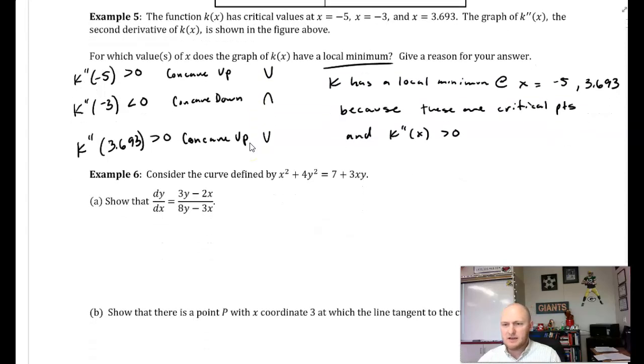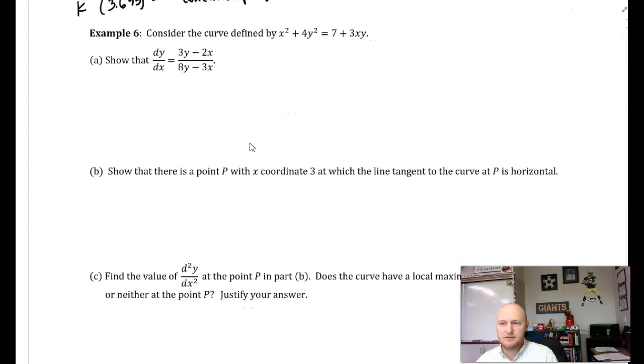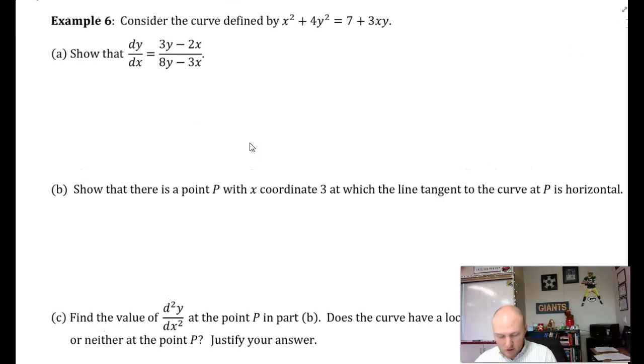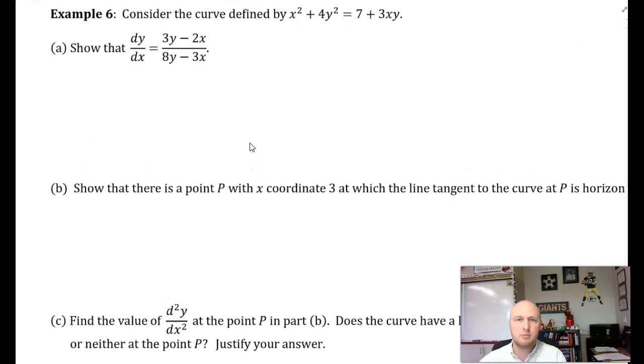Let's see how implicit differentiation ties into this idea. So first, let's do a warm-up and a refresher on implicit differentiation. Consider the curve defined by x squared plus 4y squared equals 7 plus 3xy. They want us to show that dy/dx is equal to (3y minus 2x) over (8y minus 3x). So they give us the curve, they give us the derivative, they just say show it.